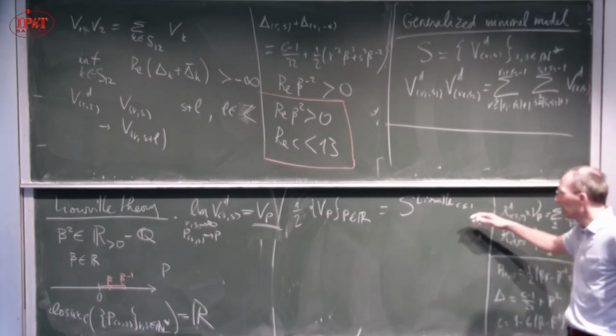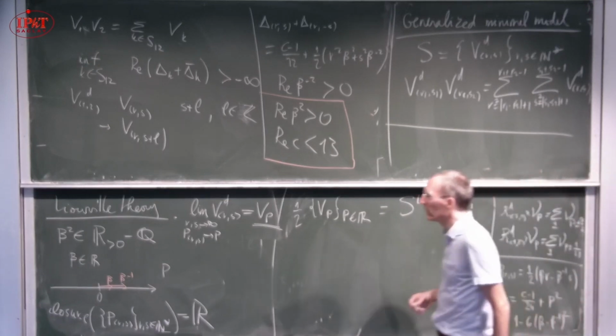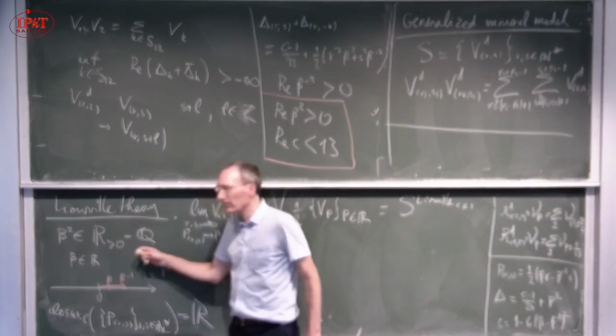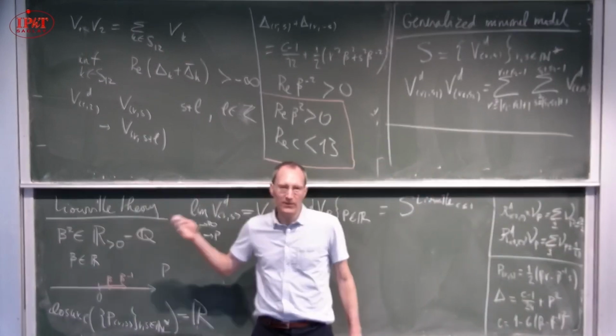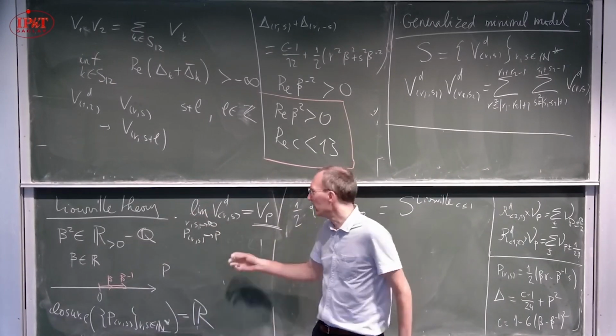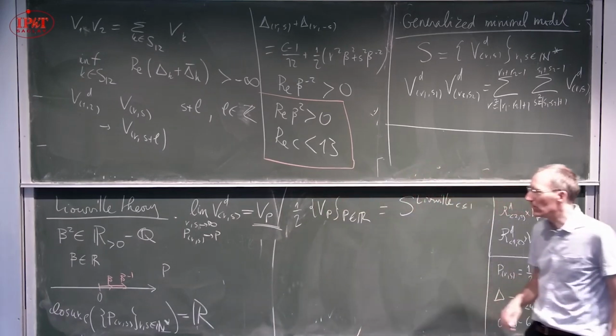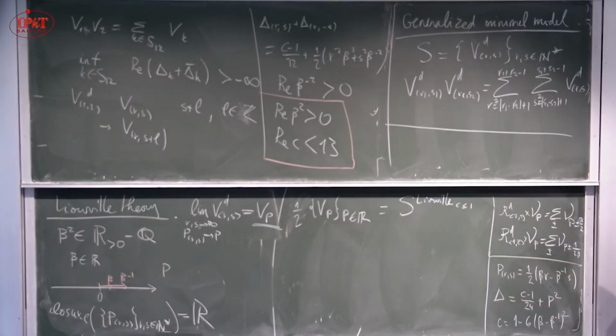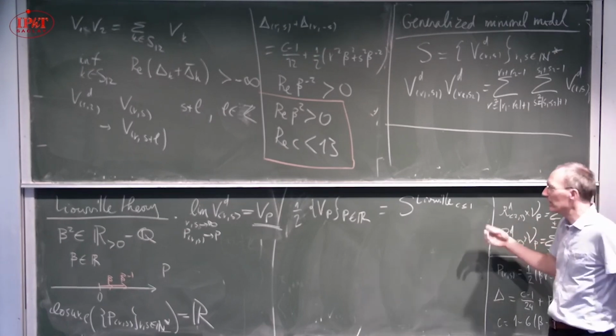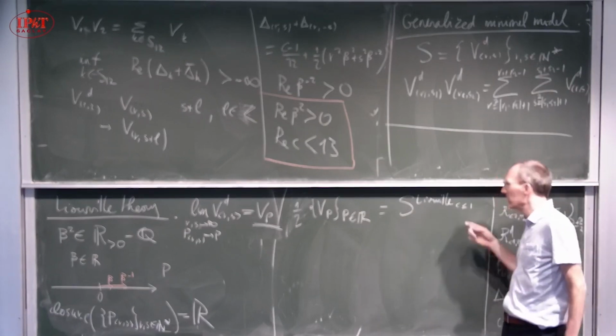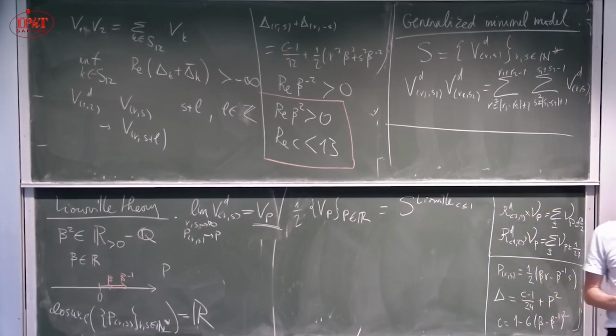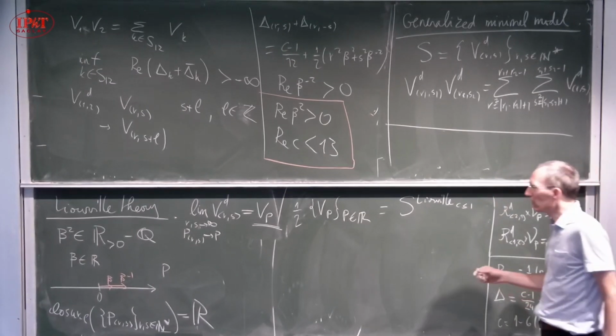Well, in fact, it's not all values less than 1 because I also assume beta squared to be non-rational, but then I can take a limit in beta squared and at least I can get all central charges less than 1. So all real positive beta squared. Okay, so if we accept that generalized minimal models exist, we get that this Liouville theory must exist as well as a limit. So what is its operator product expansion?